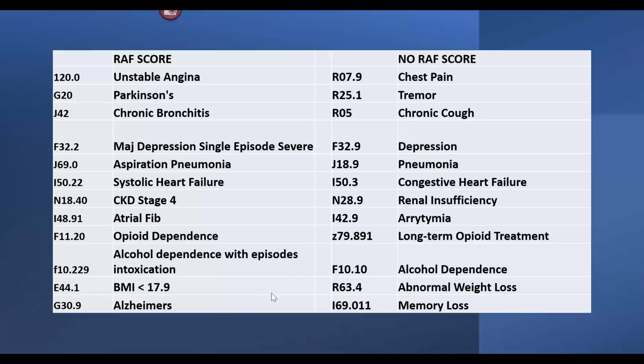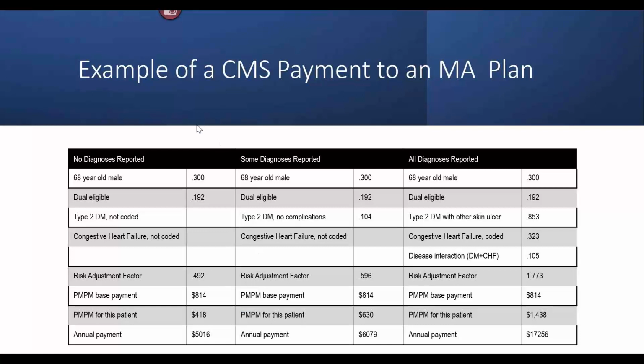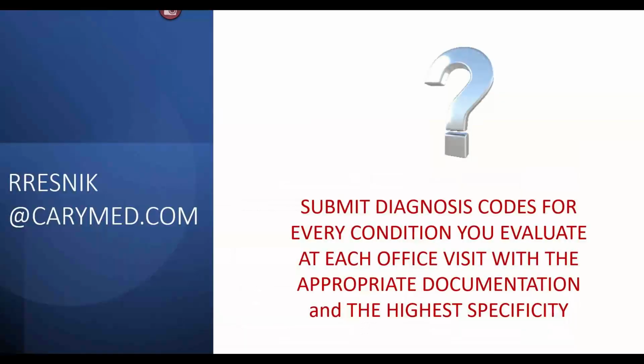And then BMIs, remember, are going to code where the weight loss ones aren't. And then Alzheimer's is going to code versus memory loss. Again, just to show you an example of what happens in an MA plan if you don't code correctly. If you code this patient correctly, you're going to see about $17,000 attributed to that patient, whereas if you don't, you could receive only about $5,000. So again, submit the diagnosis codes for every condition you evaluate at each office visit and the appropriate documentation, the highest specificity.